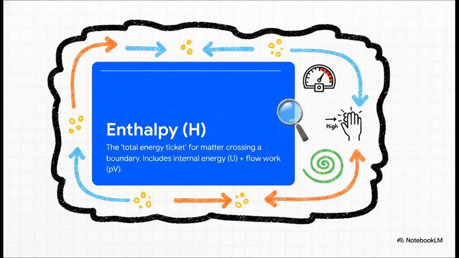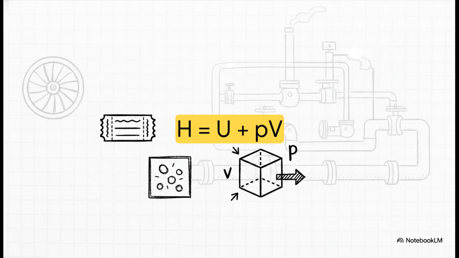So we bundle all of that together into a super useful new quantity called enthalpy, or H. And I love this description. It's the total energy ticket for that piece of matter. The equation for it is H equals U plus PV. So enthalpy is the sum of the internal energy, U, plus that flow work, which is just the pressure, P, times the volume, V. Believe me, this concept is absolutely essential for any engineer analyzing anything with fluid flow, from power plants to rocket engines.